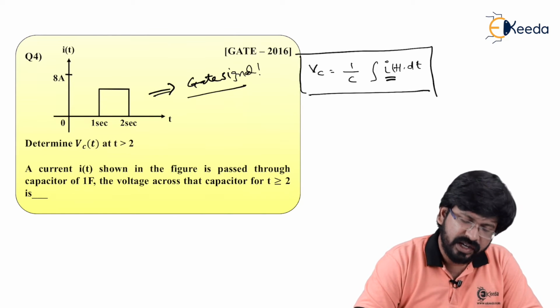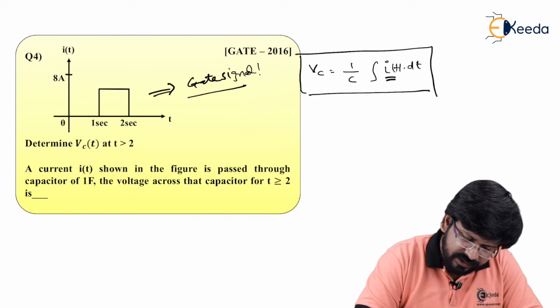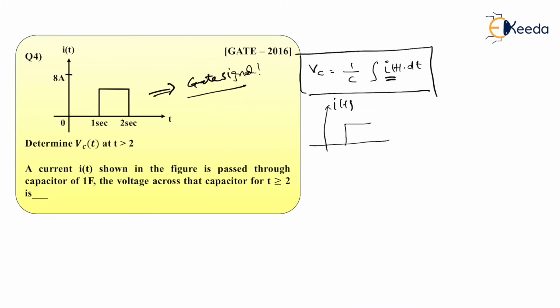Let's see what current is given. The current is given like this. This I of t is given like this. From 1 second to 2 second, it is 8. By using signals and systems concepts, I can write I of t as 8 times u of t minus 1 minus 8 times u of t minus 2.